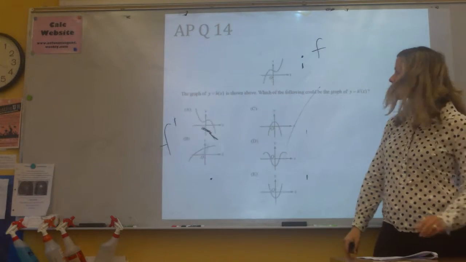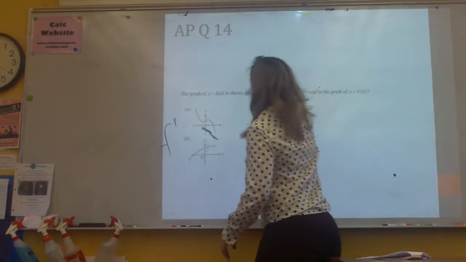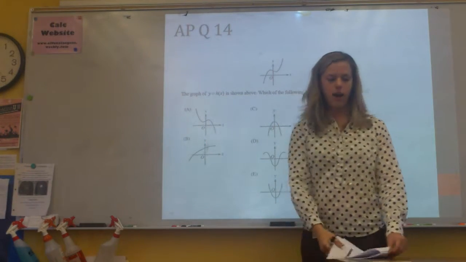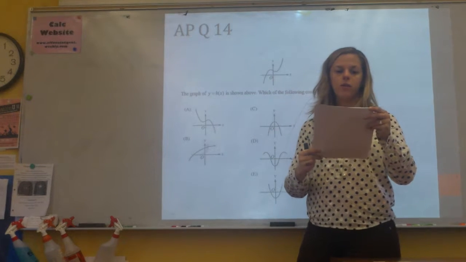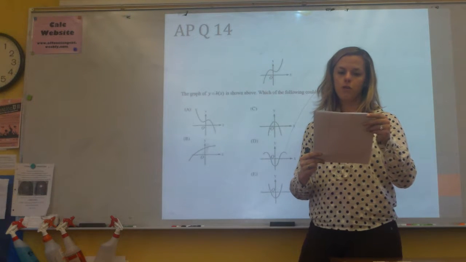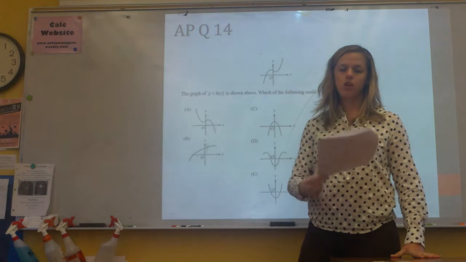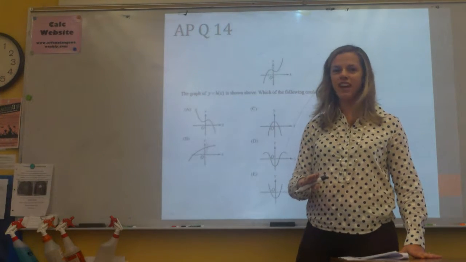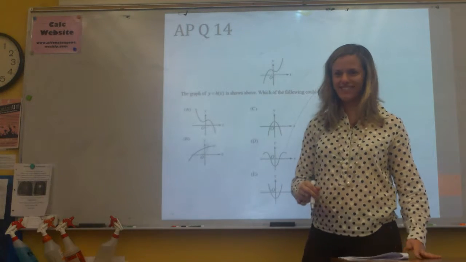All right, let's move on. ABQ 14. All right, the graph of y equals h of x is shown above. Which of the following could be h prime? So again, we're thinking maxes and mins. Go to changes from positive to negative. Take a sec. Do it out.